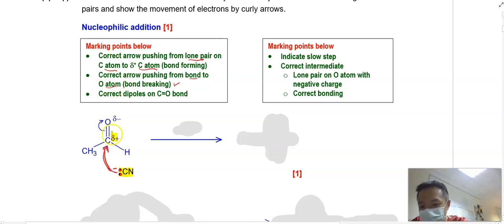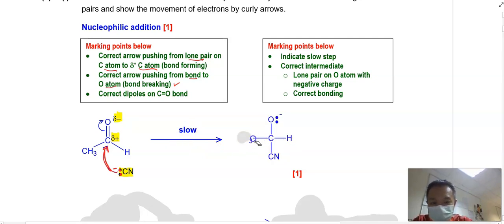The dipoles are essential. Why? Because you need to show which is the electrophilic site. In this case, the delta plus carbon is the electrophilic site because it attracts the nucleophile. Why is it delta plus? Because it's bonded to an electronegative O atom. This step is expected to be slow and you get your intermediate.